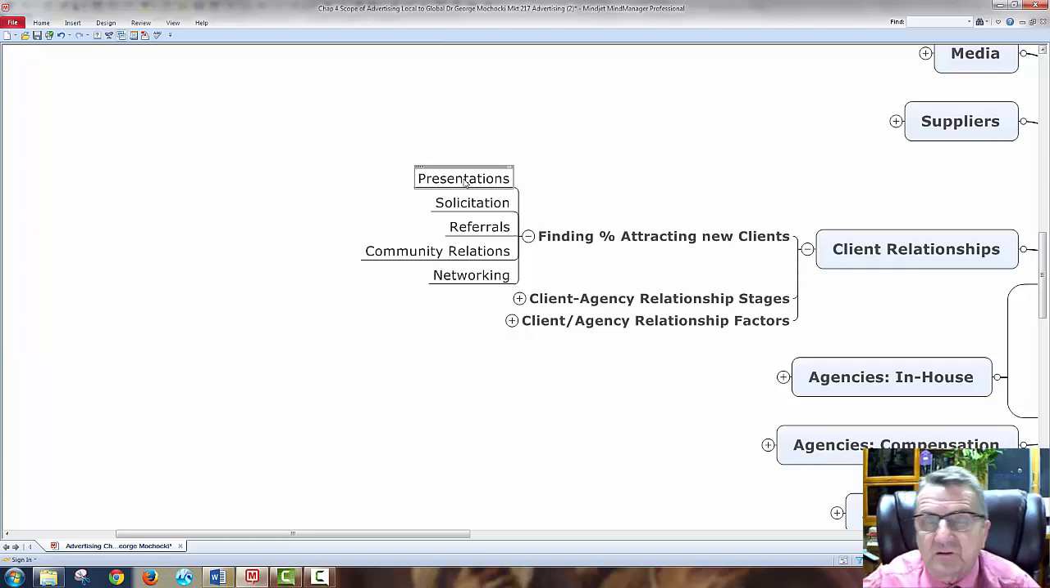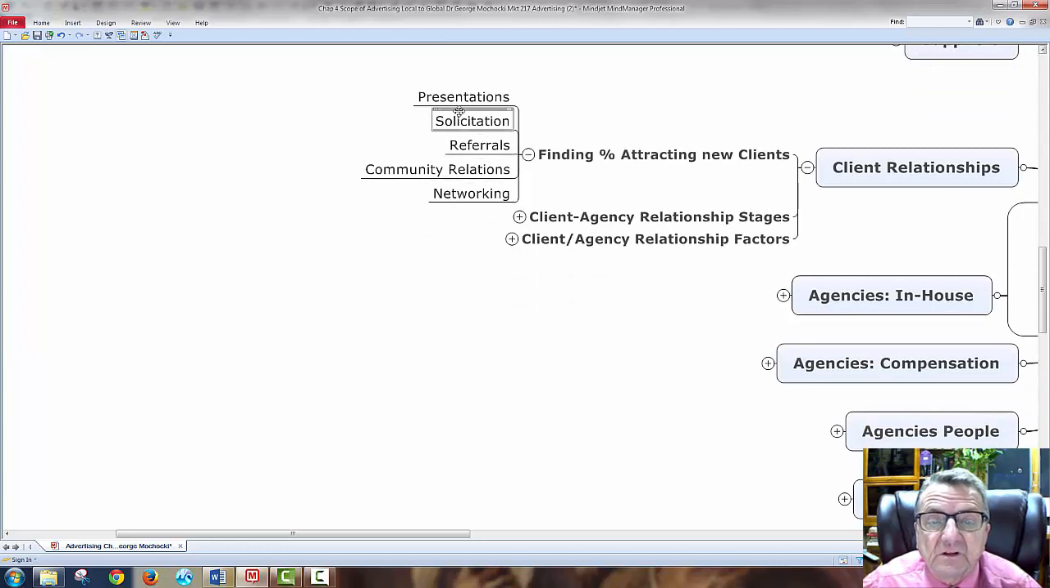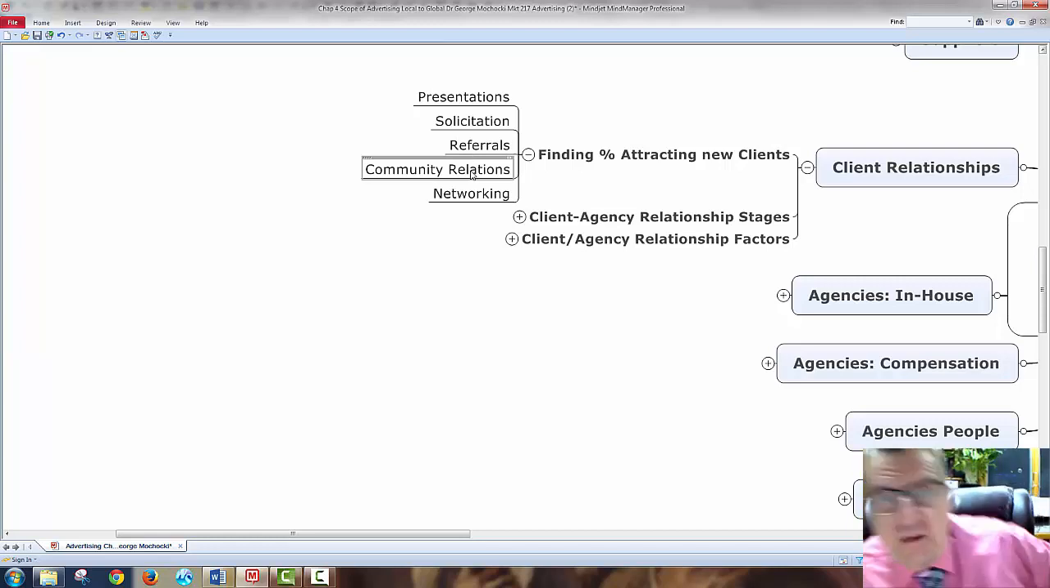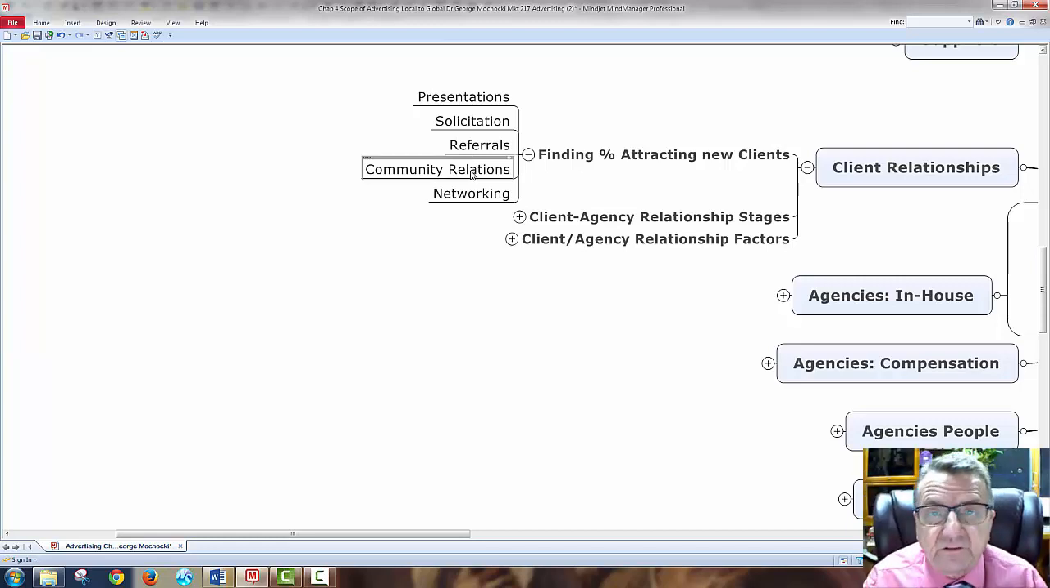I utilize the concept maps, and this is just one way of presenting to you. So you can see solicitation, referrals is number one, community relationship. I'm involved in the community. I had the Boy Scouts come in there, put the Boy Scouts sign up, or the Girl Scouts, or the church, or the mosque, or the synagogue, whatever I'm in that area. You know what I mean?